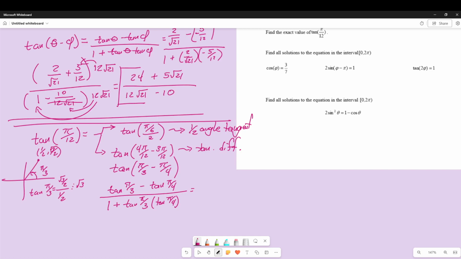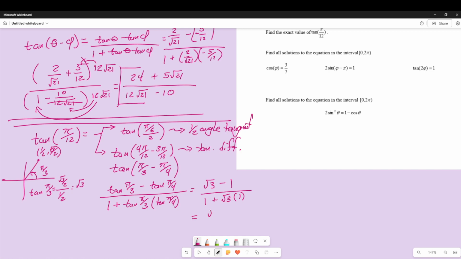We'll have fewer fractions than the problem above. So the tangent of pi over 3 is the square root of 3. The tangent of pi over 4 is 1, so that's especially nice. Over 1 plus tangent of pi over 3, again the square root of 3, and the tangent of pi over 4 is still 1.